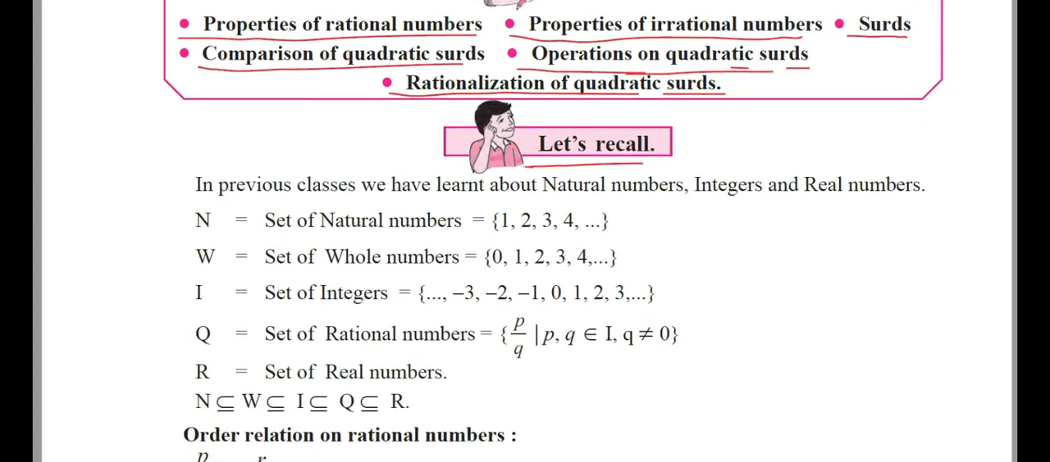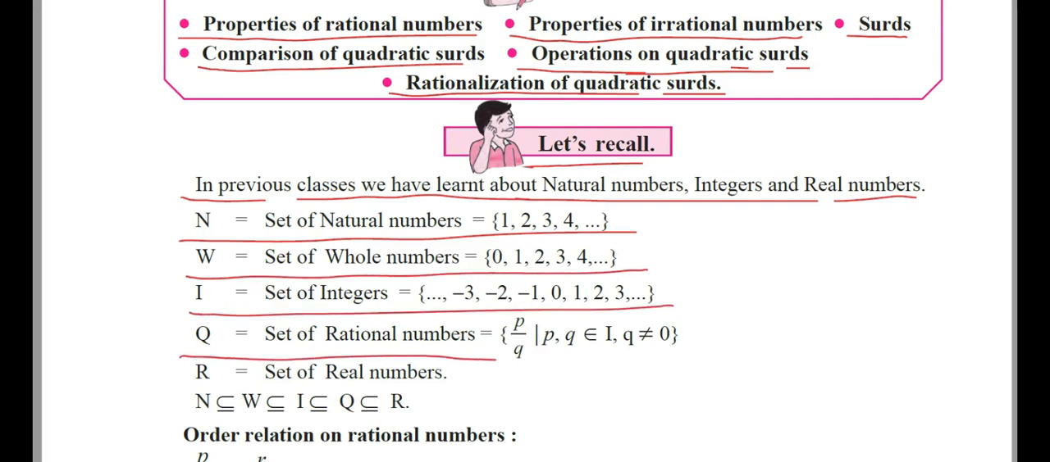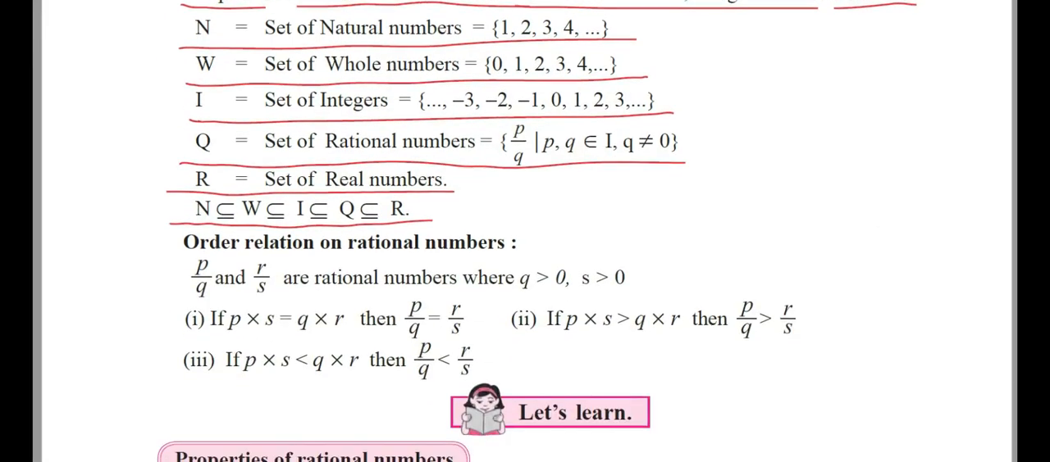Now in the previous standard we learned about the natural numbers, integers and the real numbers. N is the set of natural numbers, W is the set of whole numbers, I is the set of integers, capital Q the set of rational numbers and capital R the set of real numbers. Now, these are subsets: N is a subset of W, W is a subset of I, I is a subset of Q and Q is a subset of R.